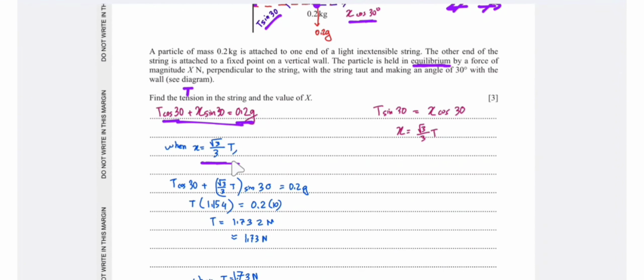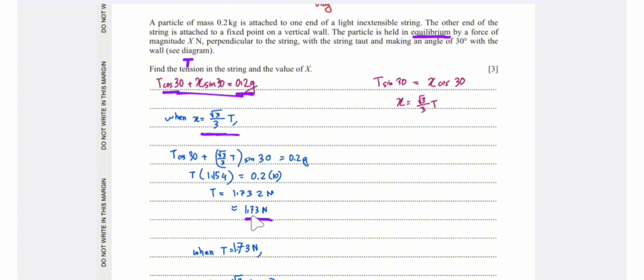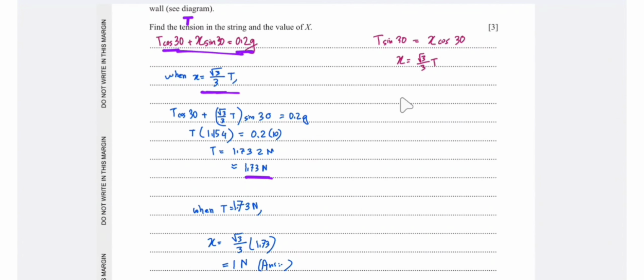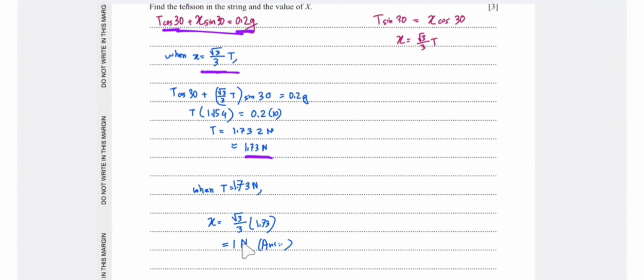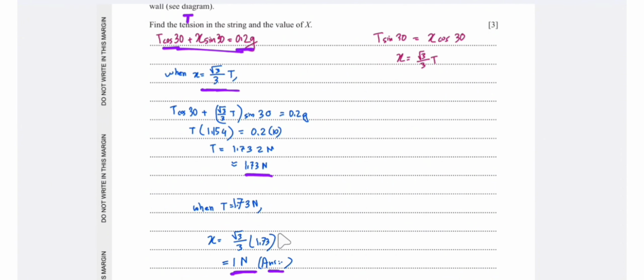Then we substitute the value of x in this equation to find the value of T, that is 1.732 Newton, approximately 1.73 Newton. Then after substituting the value of T in this equation, we get the value of x as 1 Newton. So this is the answer.